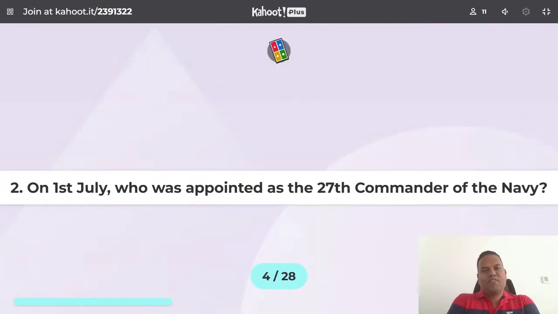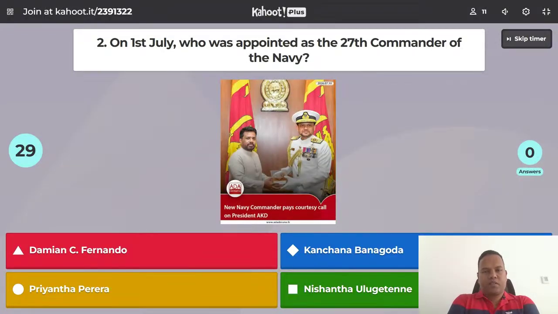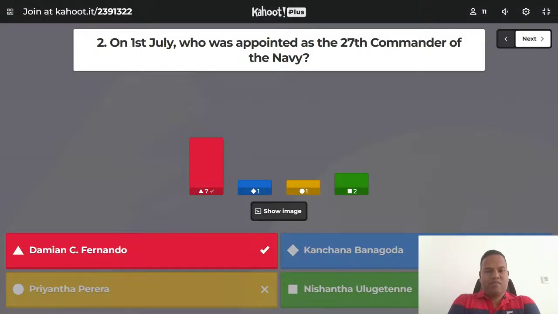Question number 2, on 1st July, so about a week back, who was appointed as the 27th commander of the Sri Lanka Navy? Was it Damien Fernando, Anjana Banagoda, Vyanta Pereira, or Nishant? I specifically didn't put the Vice Admiral because all the other 3 are now admirals.